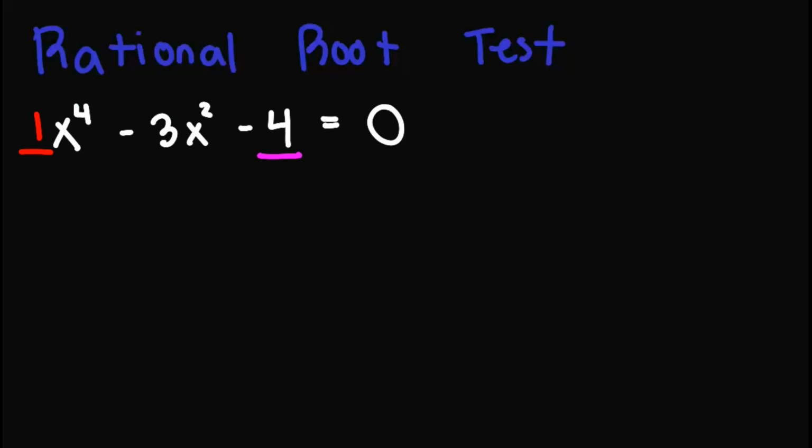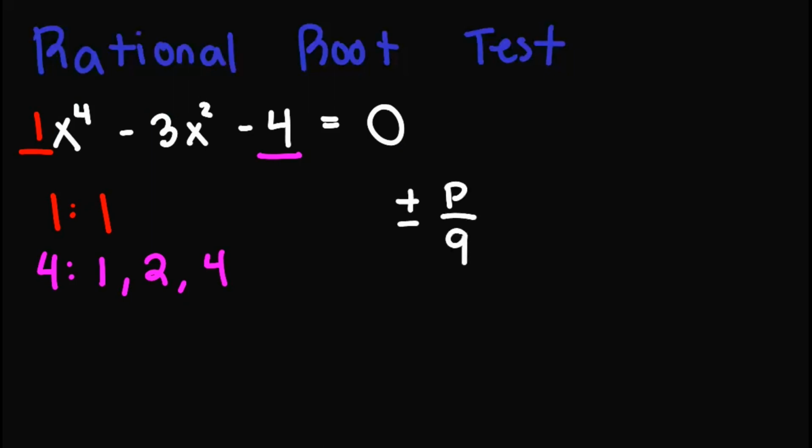Then we list out their factors. So 1, its only possible factor is 1. Then for 4, its possible factors are 1, 2, and 4. Note that we'll only consider positive here since our form is given by positive negative p over q. So it will still cover all the negatives. So again, this 1 out here represents the q, and this one represents the p, which is this.